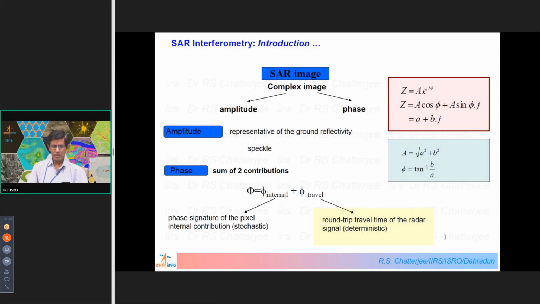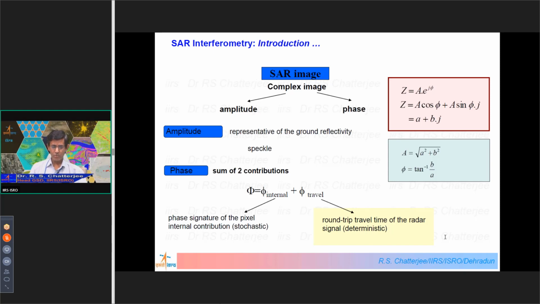Now, how do we start with interferometric SAR? We start with the SAR single look complex image. In a SAR single look complex image, there are two components: one is the amplitude and the other is the phase. The amplitude component of a SAR image represents the ground reflectivity, and it also represents the speckle. Speckle is a multiplicative noise. Sometimes speckle is also some kind of information, but it happens due to the interference of the return signal from the scatterers inside a pixel.